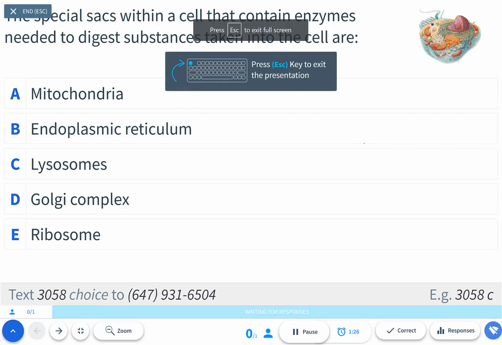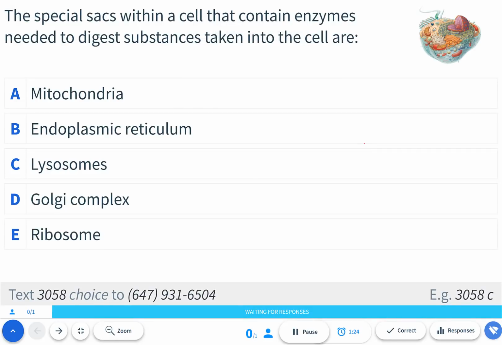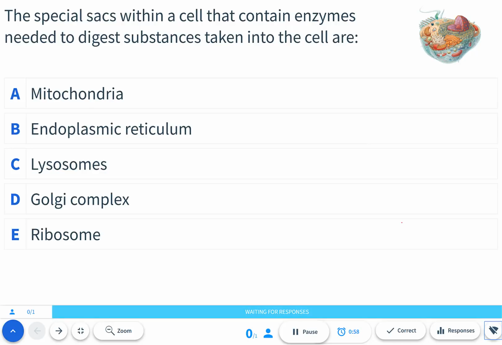The special sacs within a cell that contain enzymes needed to digest substances taken into the cell are: the mitochondria, the powerhouse of the cell. It contains enzymes that are needed for chemical reactions, which are located in the cristae of the mitochondria, but not for digestion of substances taken into the cell.